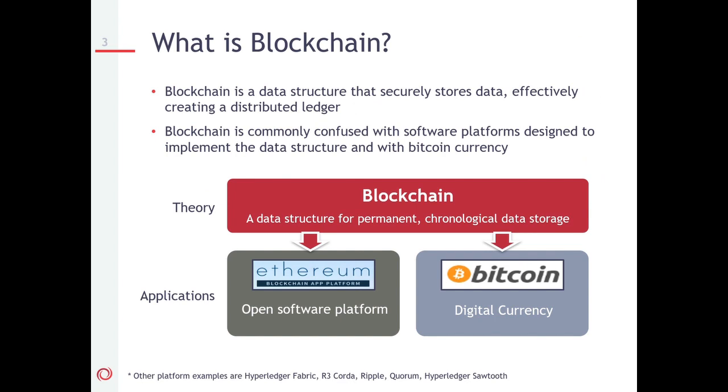Fundamentally, blockchain is a data structure. It stores data, and it is the underlying data structure for digital currencies like Bitcoin. And because of its architecture, it has some special characteristics that make those especially robust. There are other application platforms for taking advantage of the blockchain data structure that you can use to build solutions.